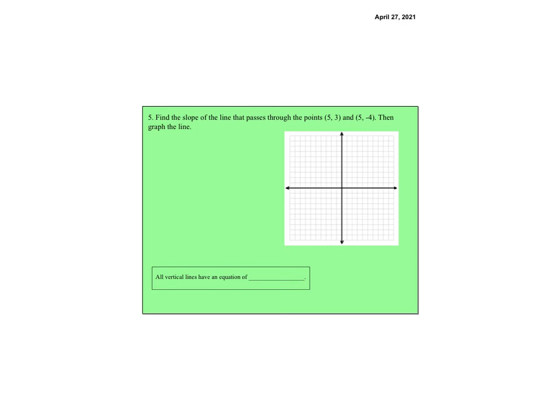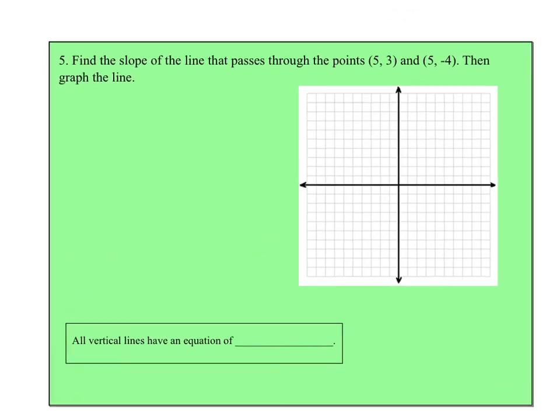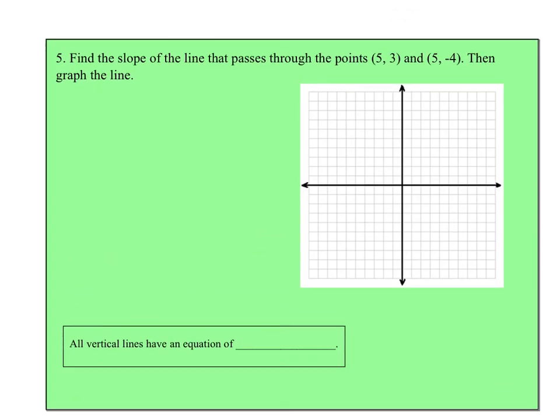So now if I look, let's take a look here. So a big clue, we're looking at vertical lines this time. So let's look and see what we've got. 1, 2, 3, 4, 5, 1, 2, 3, 5, 3, and 5, negative 4. It's going to be right there. So that's going to be that.